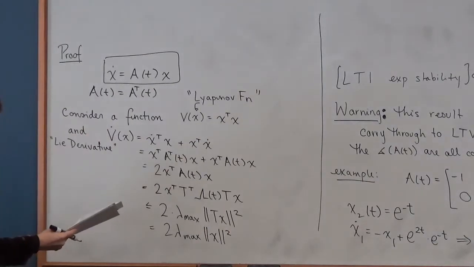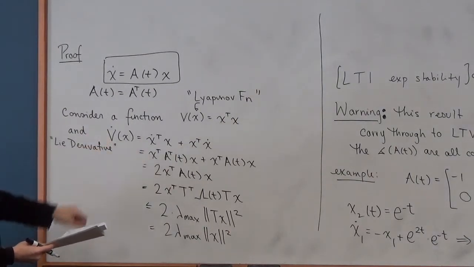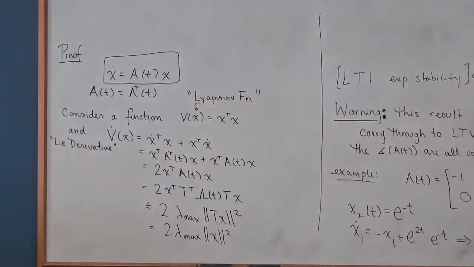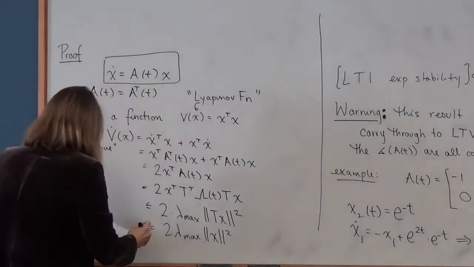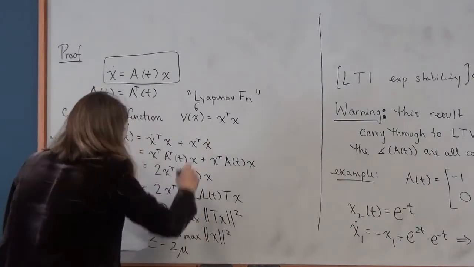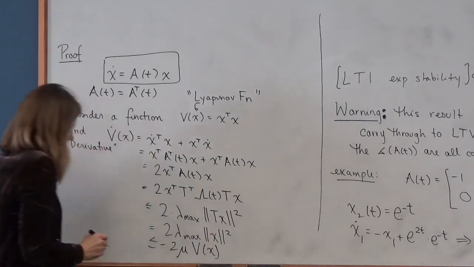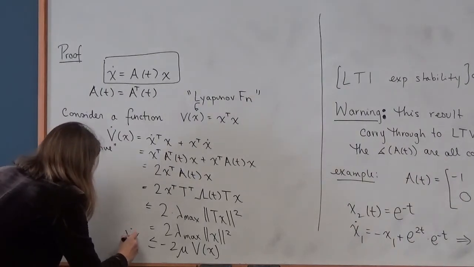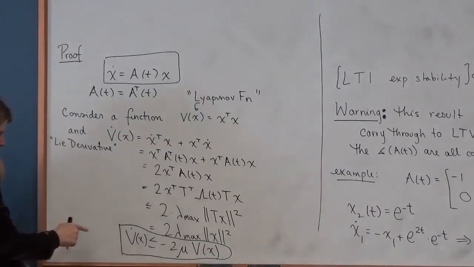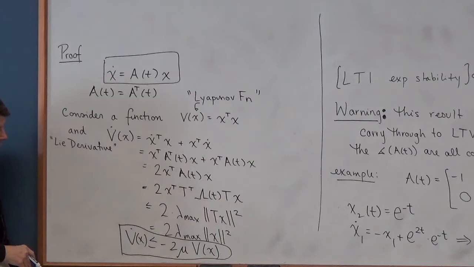Okay, so we have that V dot is less than or equal to this upper bound, and we now invoke this assumption that whatever lambda max is, it's going to be less than minus mu. That's one of the assumptions, and so this becomes less than or equal to minus 2 mu norm x squared, which is just V of x. All right, so I have here what I call a differential inequality in this function V. So V dot is less than or equal to minus 2 mu V.